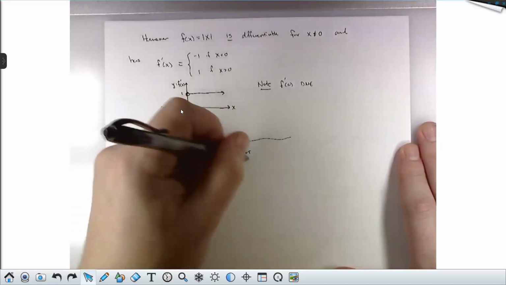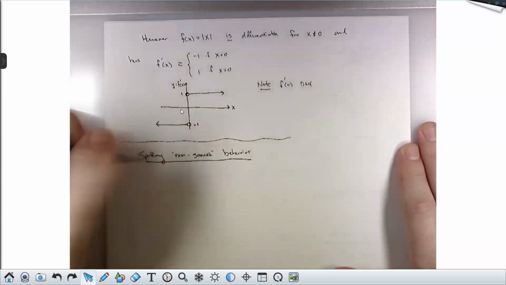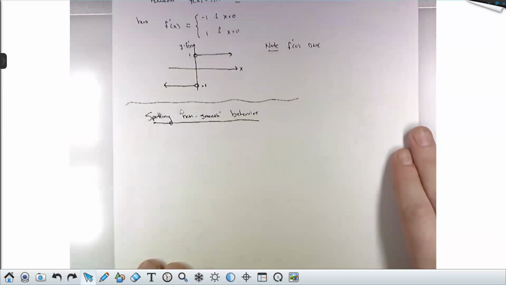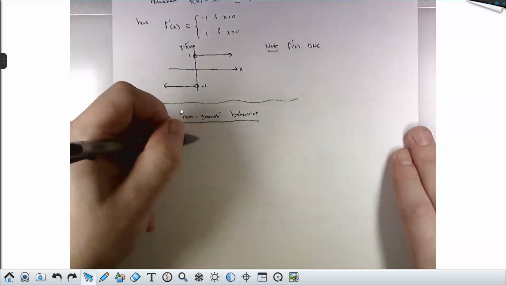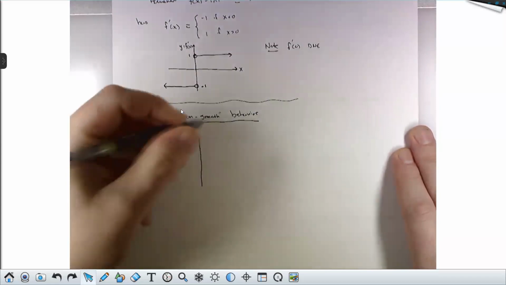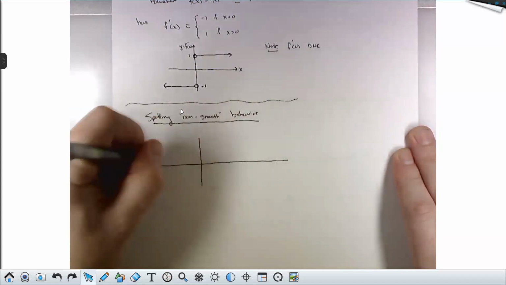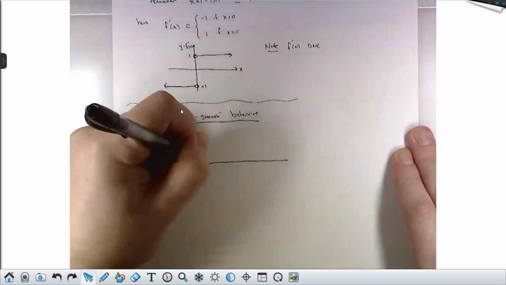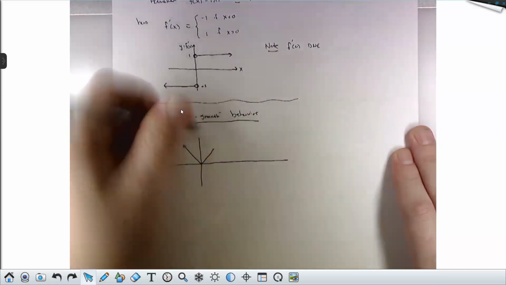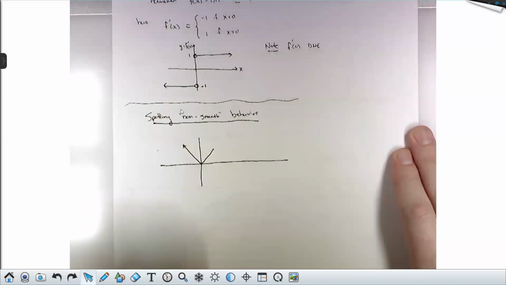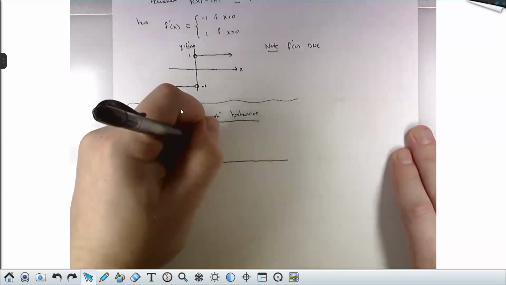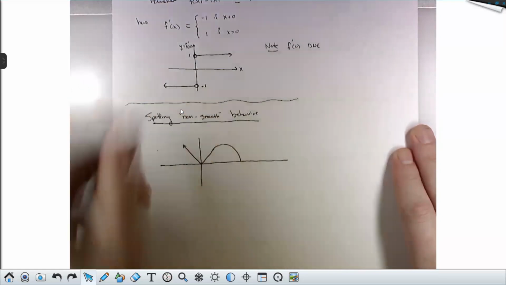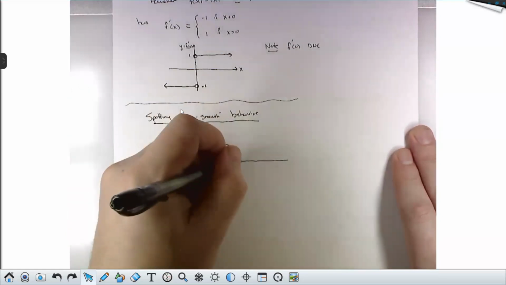We can kind of take it easy today. So spotting non-smooth behavior. Let me draw for you a few non-smooth things. Of course, that absolute value function, it wasn't smooth, right? This is no good. Another thing that can happen is maybe my tangent line becomes vertical for a second, like this.